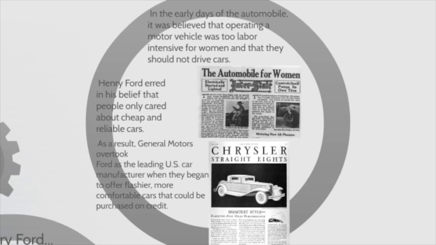And so his competitor, General Motors, ends up realizing that wealthy Americans want something flashier, and they start building the Chrysler. And so General Motors overtook Ford as the leading U.S. car manufacturer when they started offering these flashier, more comfortable cars. And then it could also be purchased on credit, meaning you didn't need to have all the money up front. You could pay a little in the beginning and then just pay each month as you go along.